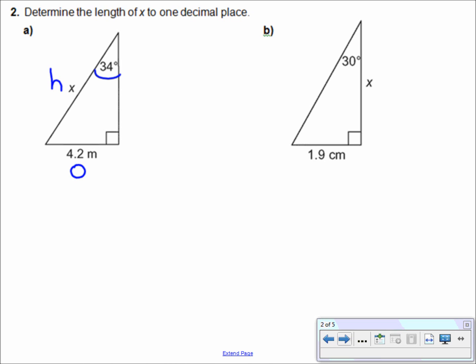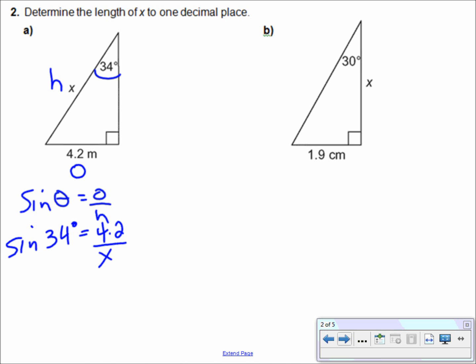So now I have what uses opposite and hypotenuse? Sine. So I'm going to use sine of theta is equal to opposite over hypotenuse. Sine of, in this case it's 34 degrees, is equal to opposite is 4.2, and hypotenuse is x, an unknown. Does everyone agree with this?